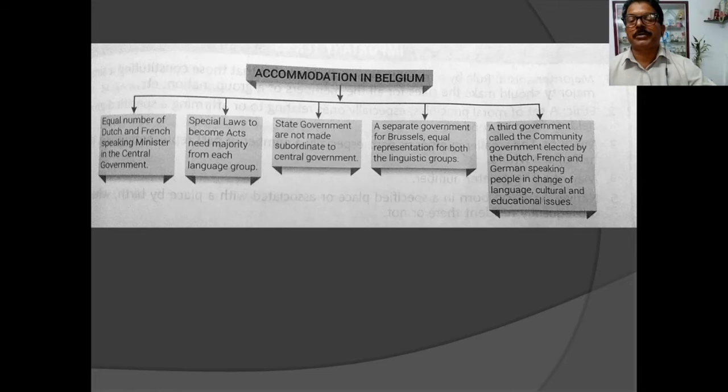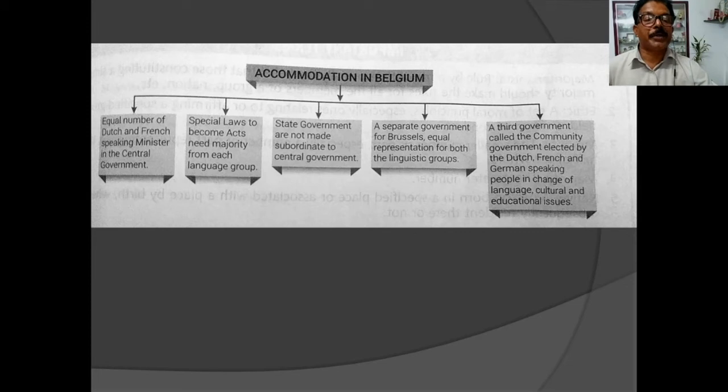First point, there shall be equal number of Dutch and French speaking ministers in the central government. So central government has got an equal number of Dutch speaking and French speaking ministers. Second one, special laws to become act need a majority from each language group. If you want to make any special law to become act, we have to get the majority from each language group. And state governments are not subordinate to central government. They are not under the central government. State governments have their own powers. Central government have their own powers.